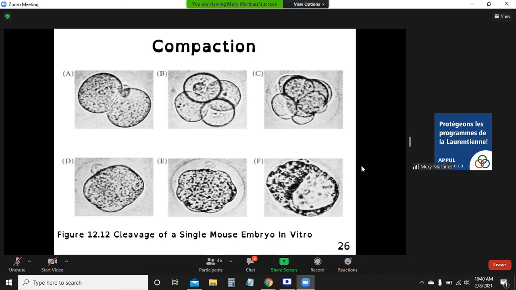In order to do that, they use a specific type of molecule that we have seen before that helps with adhesion. What is the name of that molecule that allows cell adhesion in embryos? Don't remember?